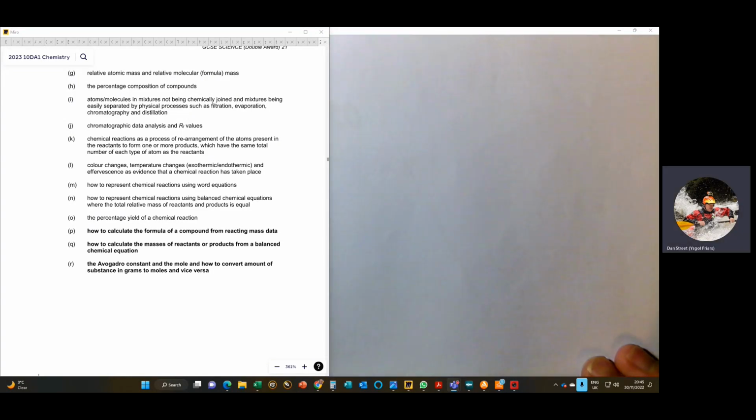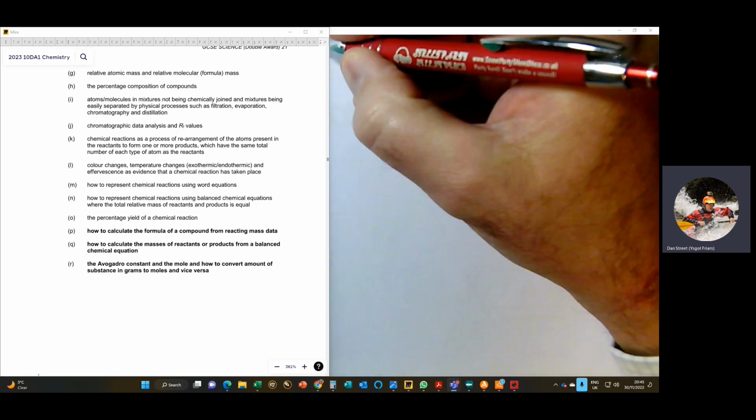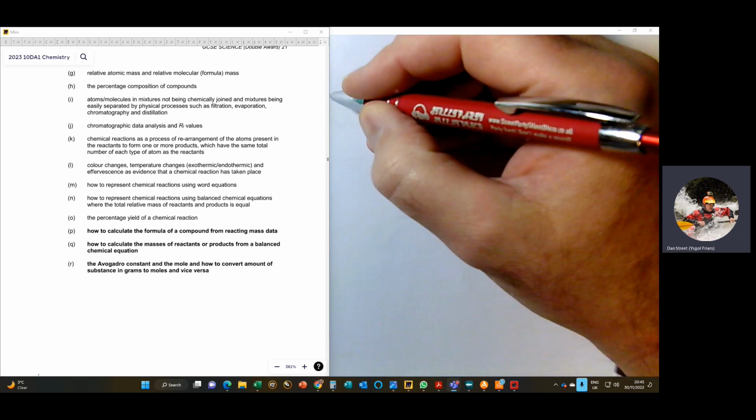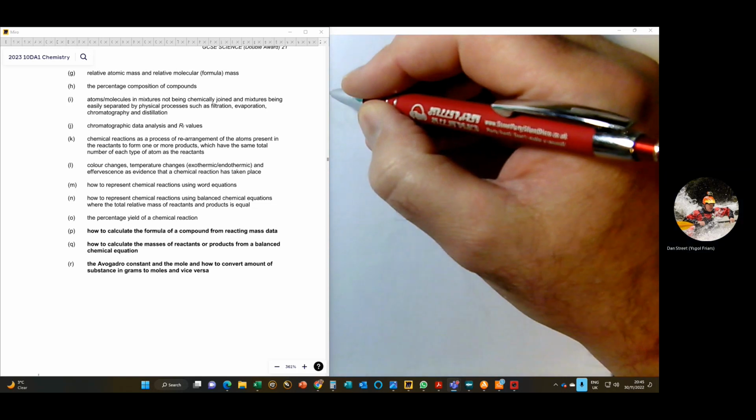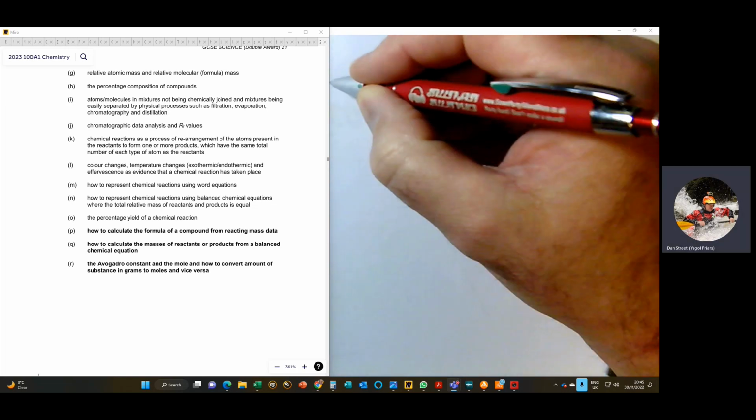Okay, so this is action code E, reacting masses, and this is using the method that Mr Varty showed you in my absence last Friday. Okay, so this method is still based on the formula triangle, but it combines it all into one calculation.